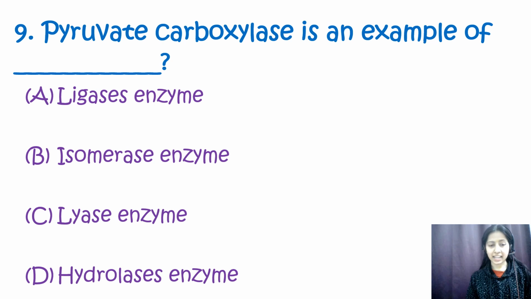Next, 9. Pyruvate carboxylase is an example of option A ligase enzyme, option B isomerase enzyme, option C lyase enzyme, and option D hydrolase enzyme. So the correct option is option A, that is ligase enzyme. Just now we discussed that ligase enzyme is an enzyme that catalyzes the joining of two molecules by forming a new chemical bond. So here option A is correct.